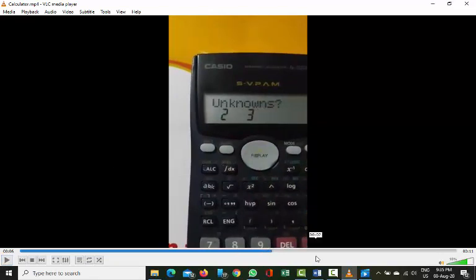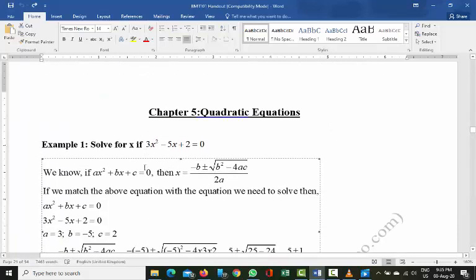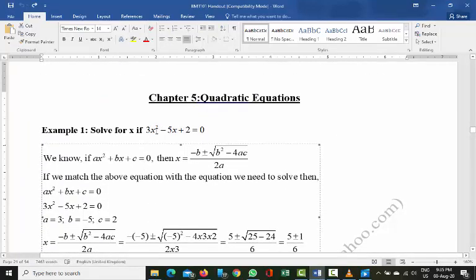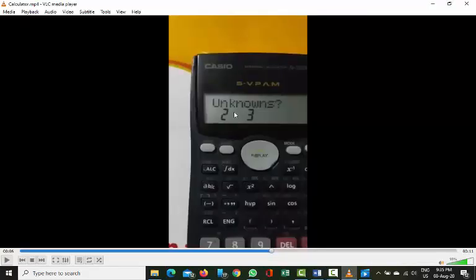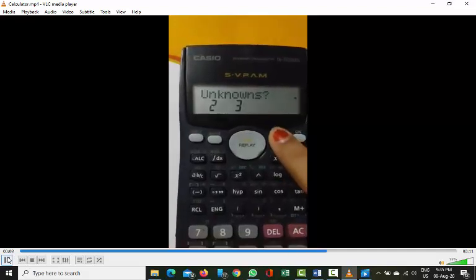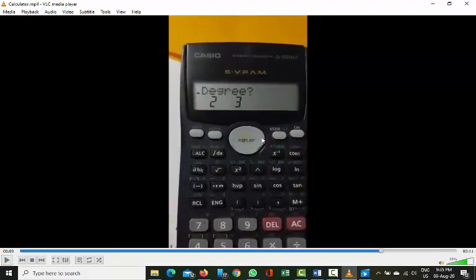unknowns. So if you are solving only one equation with only one variable, in that case you don't need to worry about this question. Instead, this round button is called the scroll button. You need to press the right hand side of this button. If you press the right hand side of this button, you will get degree.